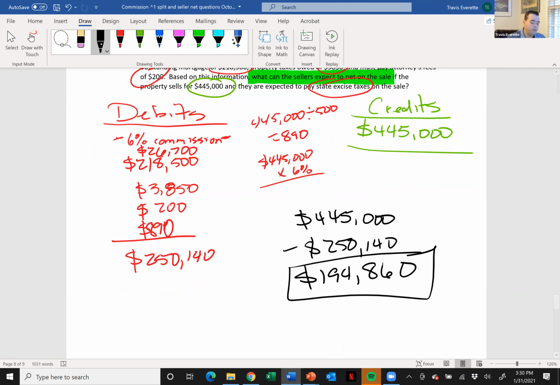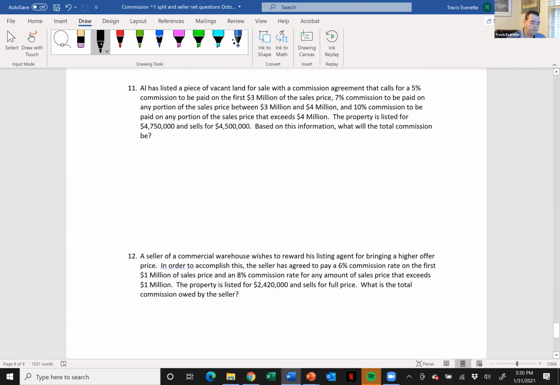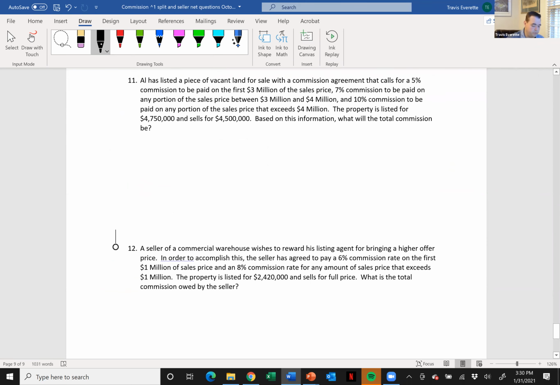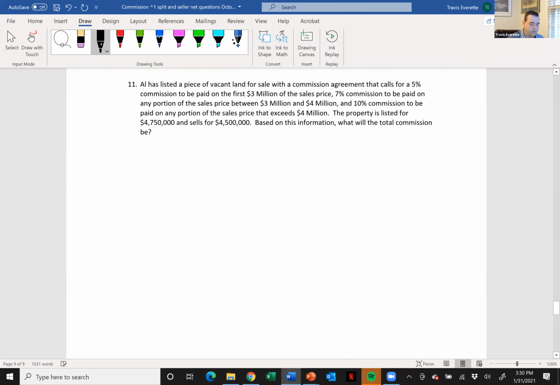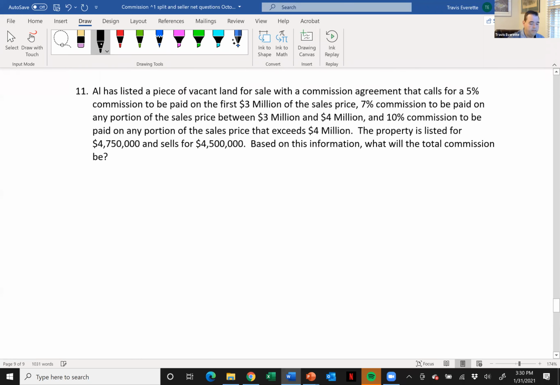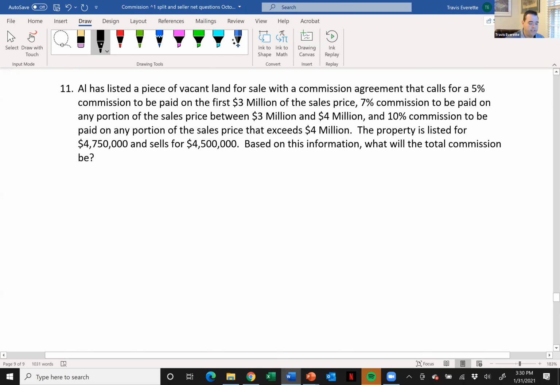Okay. Let's look at number 11. I'll go ahead and put these on 2 different pages so we got plenty of room. Number 11 says, Al has listed a piece of vacant land for sale with a commission agreement that calls for 5% commission to be paid on the first $3 million of the sales price, 7% commission to be paid on any.